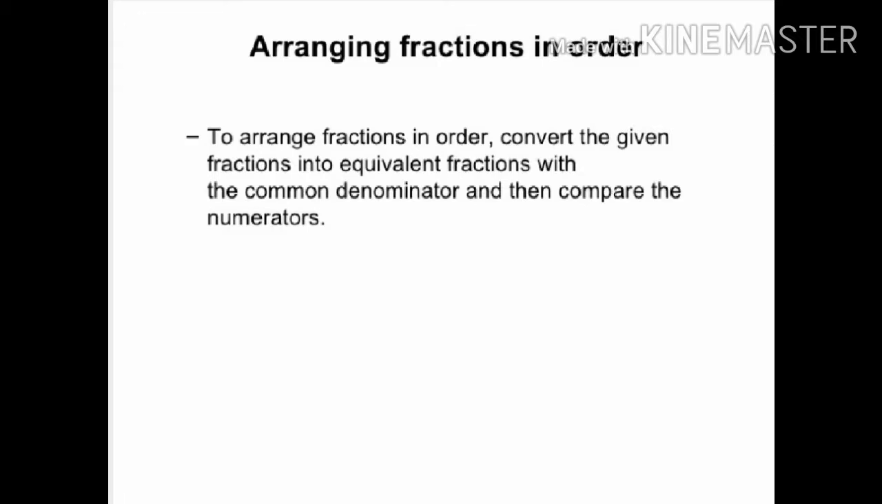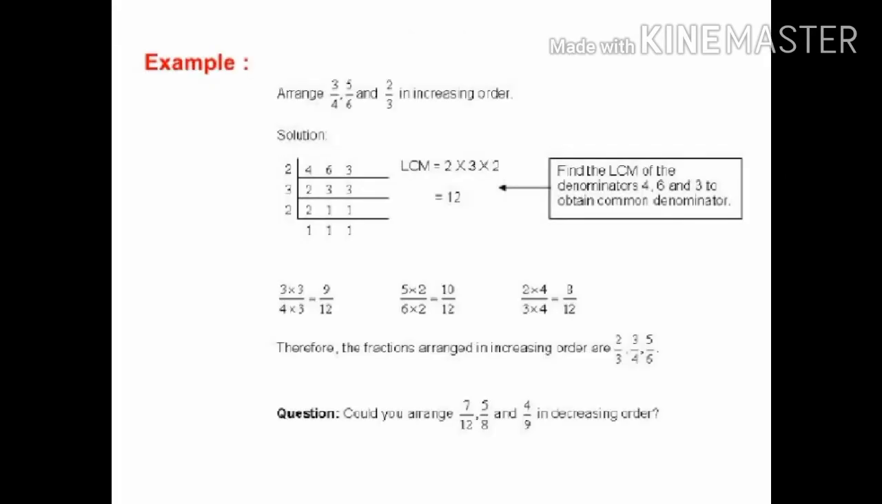Arranging fractions in order. To arrange fractions in order, convert the given fractions into equivalent fractions with the common denominator and then compare the numerators. Example: arrange 3 by 4, 5 by 6 and 2 by 3 in increasing order. Increasing order means ascending order.